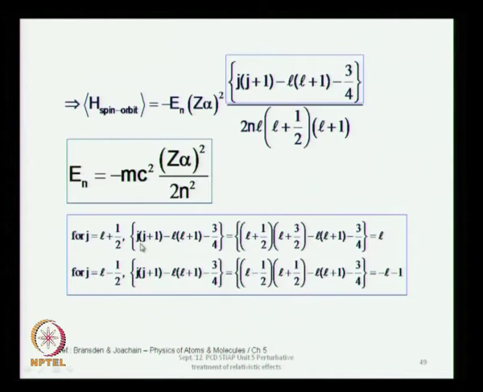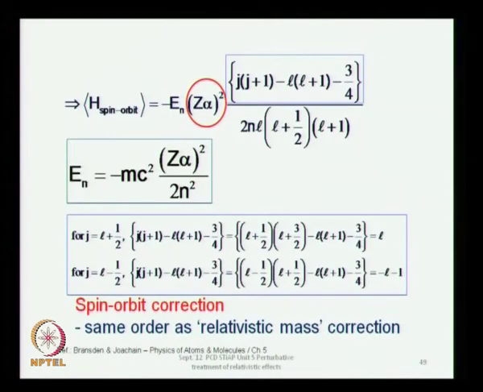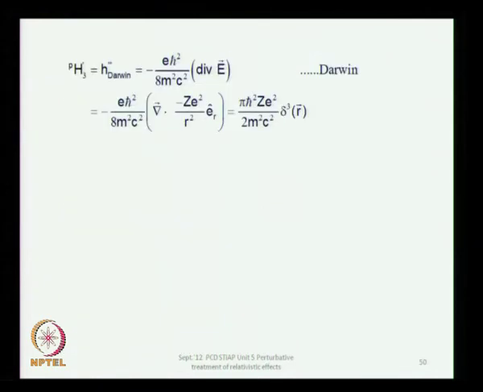And if you put j equal to L plus half in this numerator, it turns out to be equal to L, whereas for j equal to L minus half it becomes minus L minus 1. So, the sign actually changes. Okay. So, in one case the correction is positive, in the other case the correction is negative. So, this is the spin orbit correction. It depends on how j relates to L, whether it is L plus half or L minus half. It is of the same order of magnitude as the correction for the relativistic kinetic energy term.